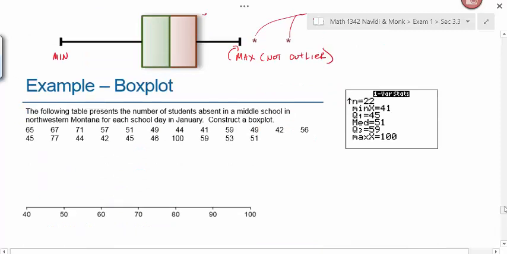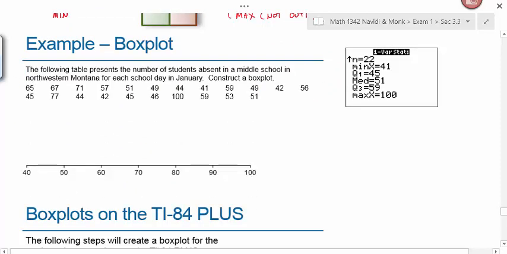Let's look at making a box plot on our calculators now. So we need to put this data into our calculator. Actually we don't. I've got the output here. We'll do a box plot for the data that we have in our calculator. Don't change the data in your calculator. The following table presents the number of students absent in a middle school in northwestern Montana for each school day in January. We want to construct a box plot.